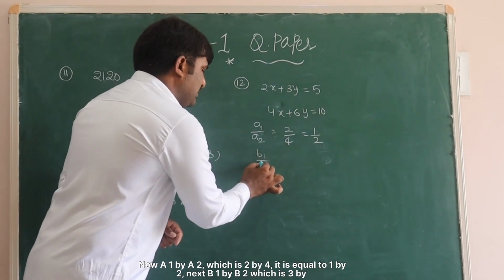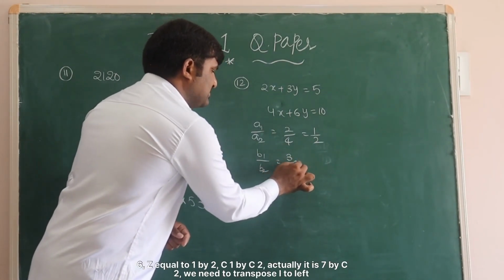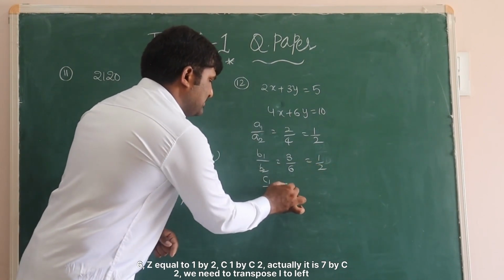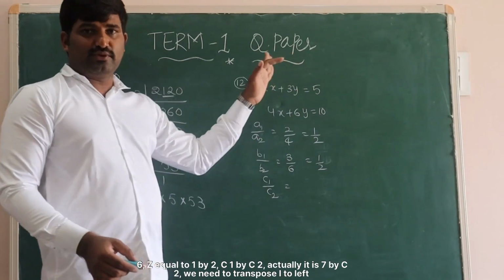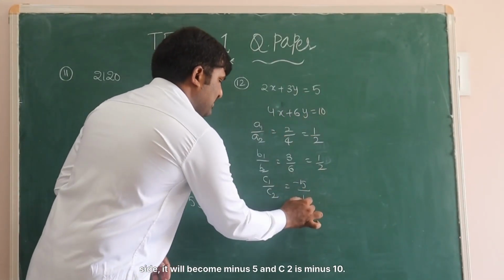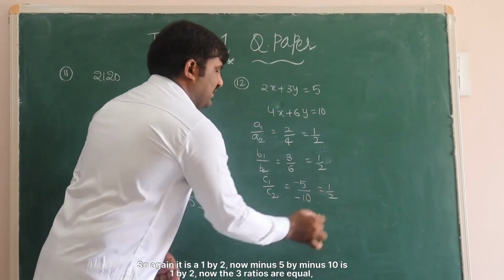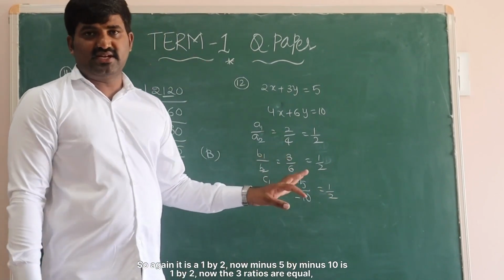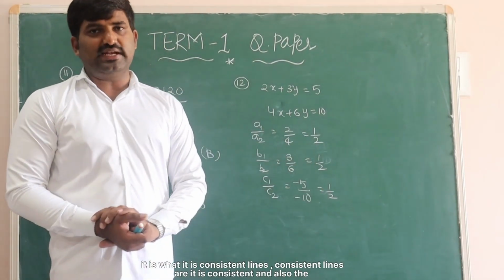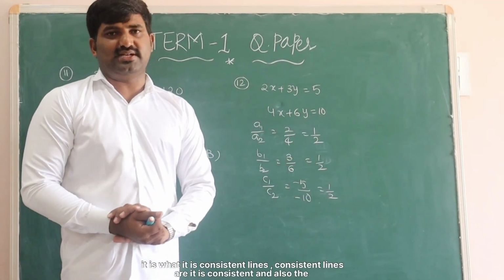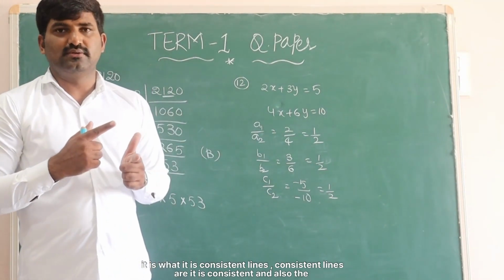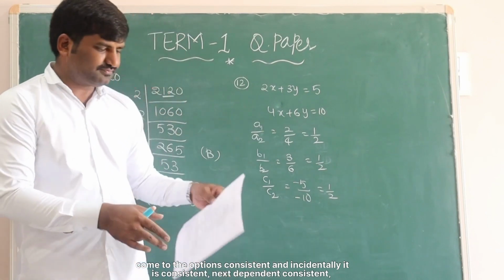Next B1 by B2 is 3 by 6, equal to 1 by 2. C1 by C2: we need to transpose 5 to the left side, it will become minus 5, and C2 is minus 10. So again it's 1 by 2, since minus 5 by minus 10 is 1 by 2. Now the three ratios are equal. If three ratios are equal, what is it? It is coincident lines. Coincident lines are consistent.